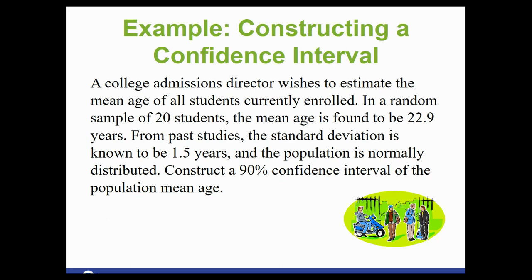So going through here, you have a sample of 20 students, that is your n. You are given your sample mean, 22.9. It says from past studies, the standard deviation is known to be 1.5. That means it's your population standard deviation, because it said from past studies, that's the clue. It does say normally distributed. It does say random sample. And then here's your given confidence, your c. So we've got all these pieces in here. We're going to move to the next slide just so we have a little bit more space.